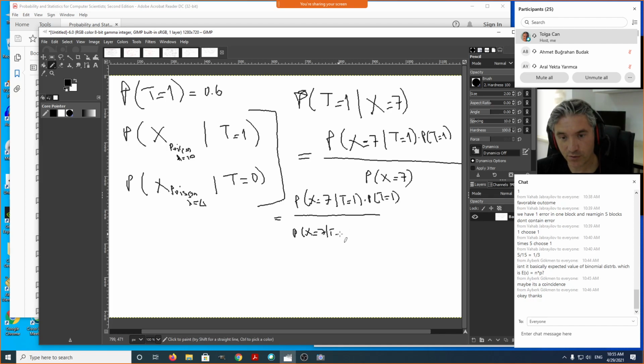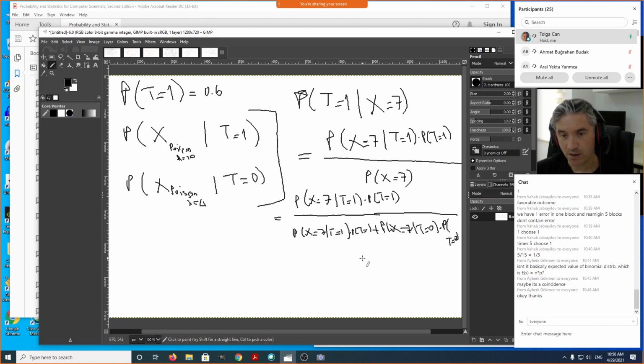It's a conditional probability for thunderstorm, plus the probability of x equals 7 given that there is no thunderstorm times the probability of no thunderstorm. Okay, so the solution is written here, and it directly comes from Bayes. So how do we solve this?